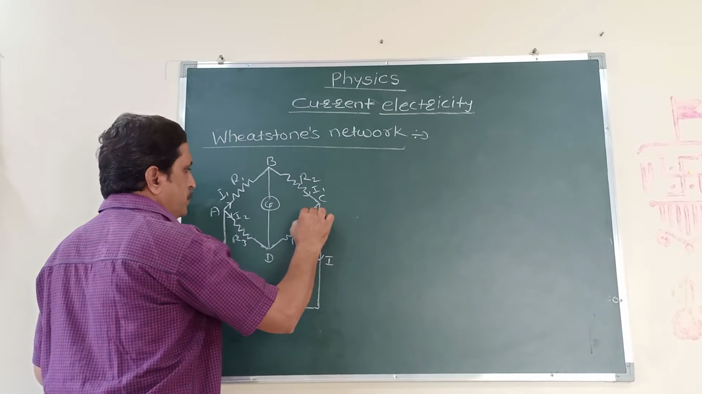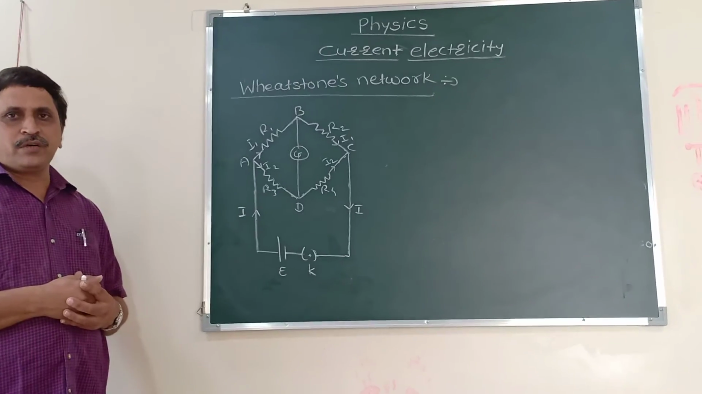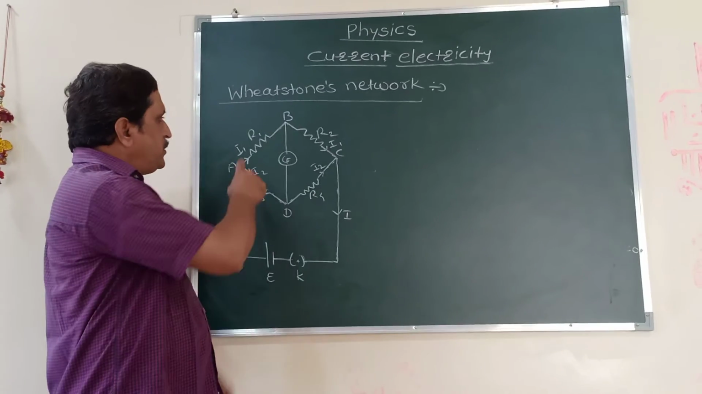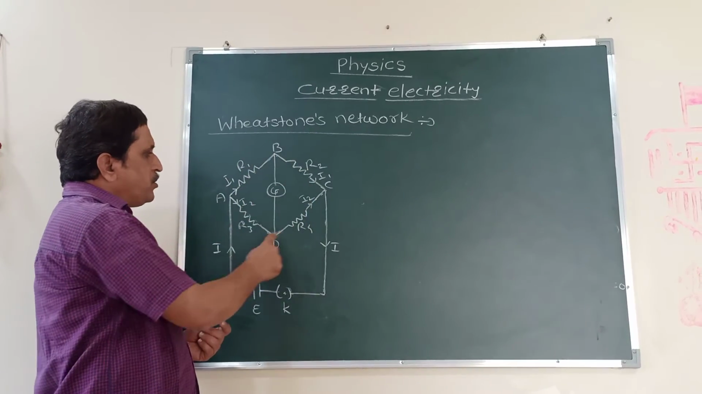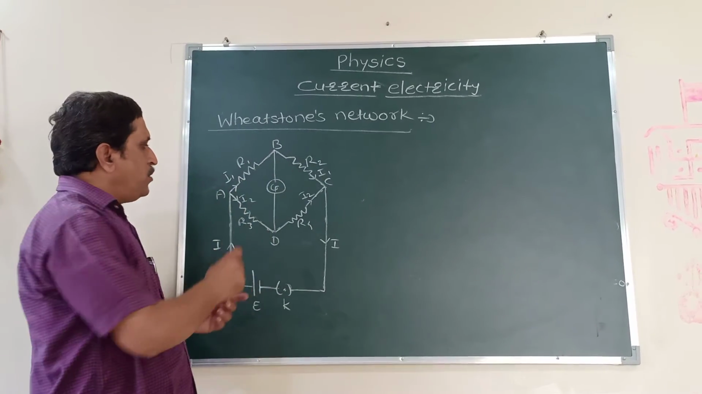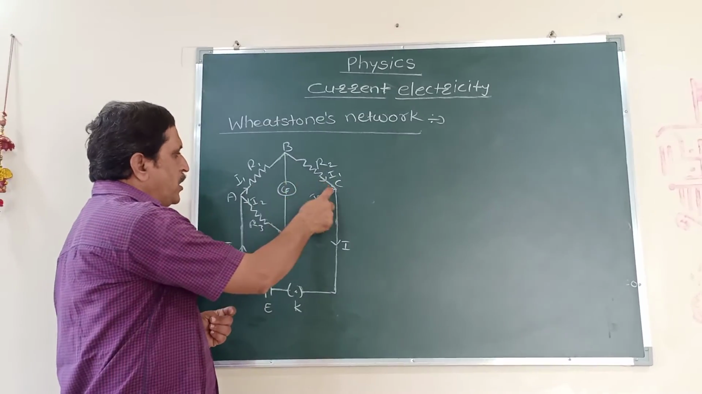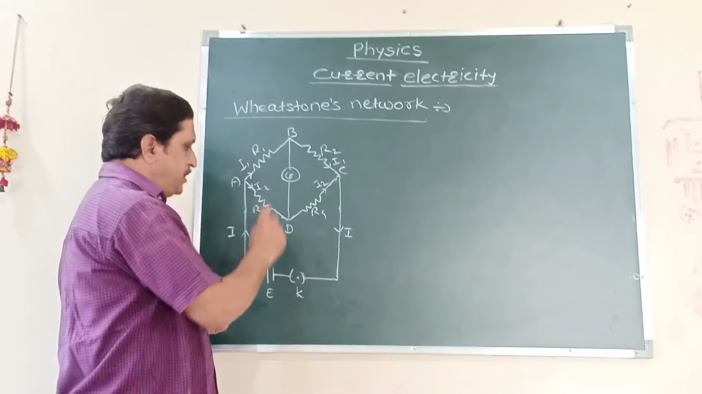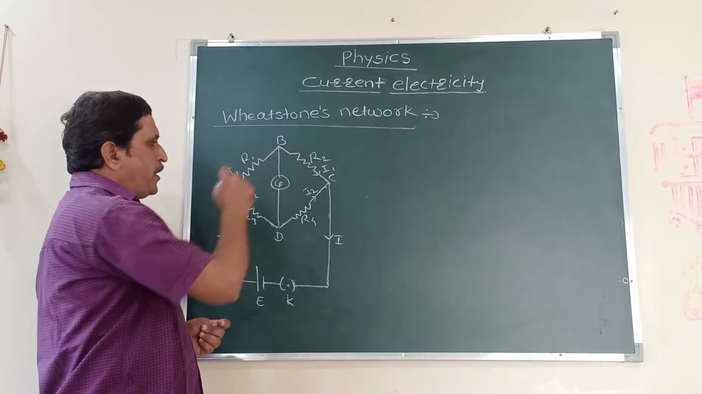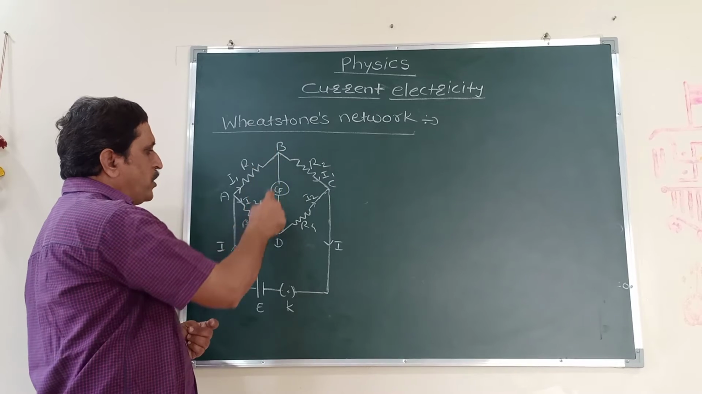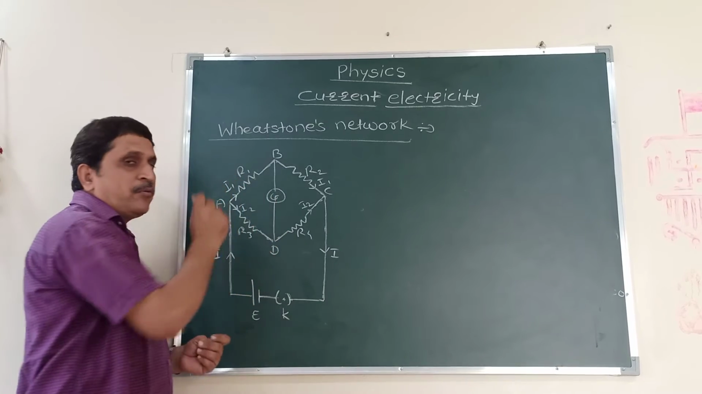Now see, this one is nothing but the Wheatstone's network. In this network, 4 resistors R1, R2, R3 and R4 are connected to each other in such a way that they form a quadrilateral like shape A, B, C, D. Now, between the 2 diagonally opposite corners of this quadrilateral ABCD, a cell of EMF E and key K are connected between these 2 points A and C. Between the remaining 2 diagonally opposite corners of this quadrilateral, that means between points B and D, a galvanometer is connected.